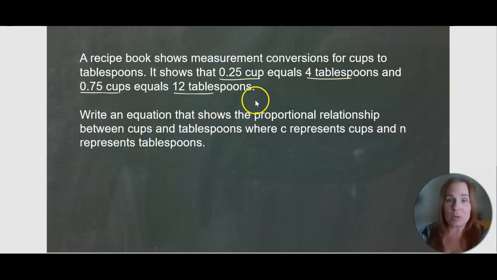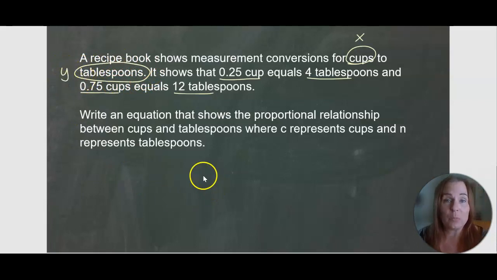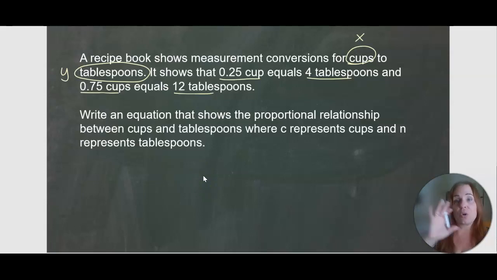Now, for this one, it is converting cups to tablespoons. So I'm going to take cups as my input and then tablespoons as my output. We're starting with cups and converting to tablespoons. So we're inputting the number of cups and getting out the number of tablespoons. Cups is X, tablespoons is Y.